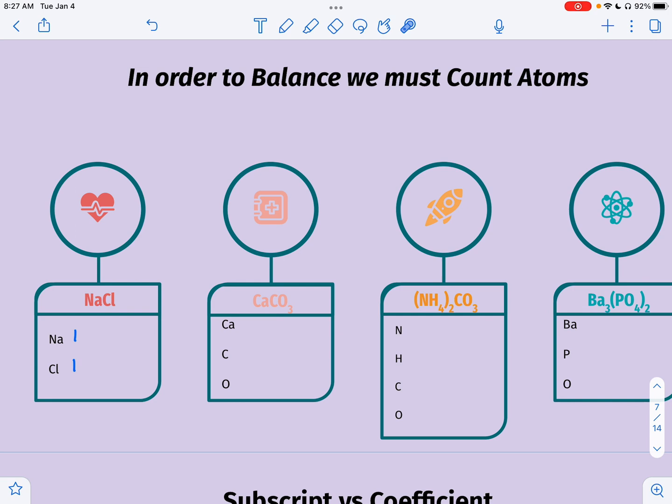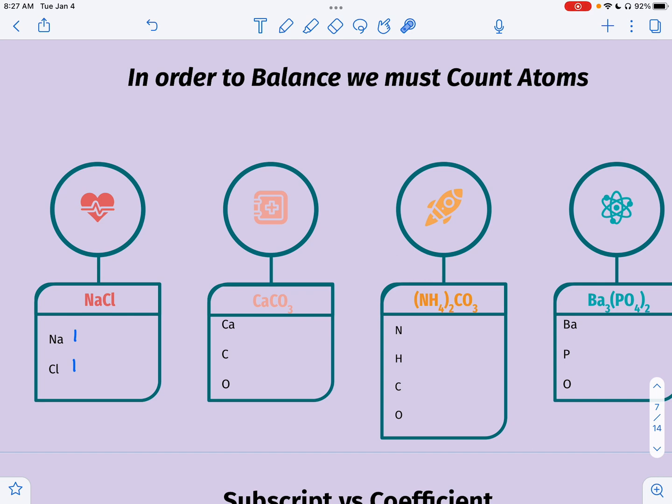Our model must represent the conservation of mass. And to do that, we need to have the same number of atoms on the reactant side and the same number of atoms on the product side. Well, how do we know how many atoms we have? We have to take one step back and look at our formulas like NaCl or CaCO3 or (NH4)2CO3. We have to be able to count how many carbons, nitrogens, hydrogens that we have in each of those chemical formulas.